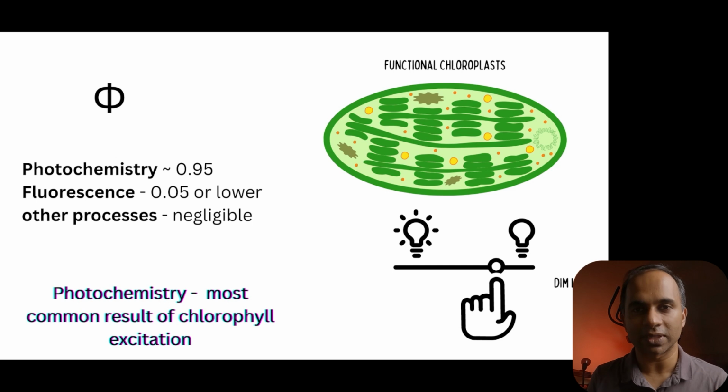And if you think about fluorescence, remember we talked about fluorescence, because when the energy is received by the chloroplast or the chlorophyll molecules, they have 4 things they can do. So the quantum yield of photochemistry is around 0.95. And the quantum yield of fluorescence is 0.05 or lower. And the other processes are actually negligible. We can't even get a good value to calculate the quantum yield.